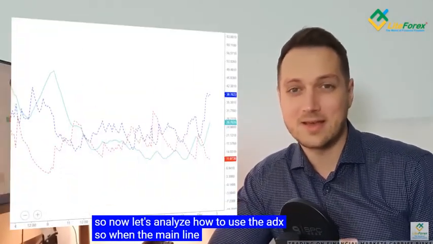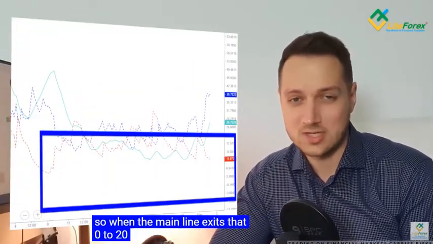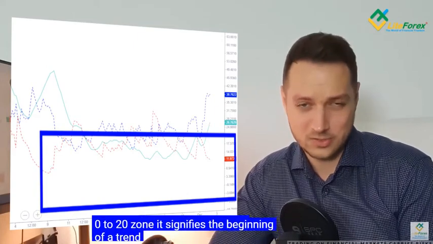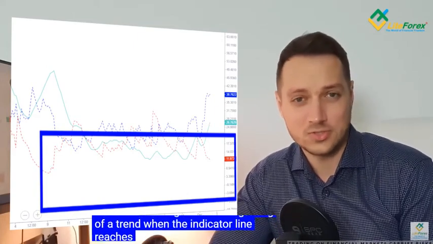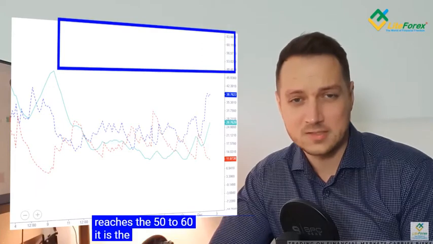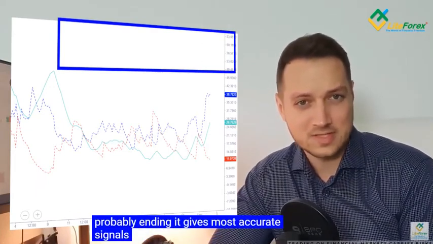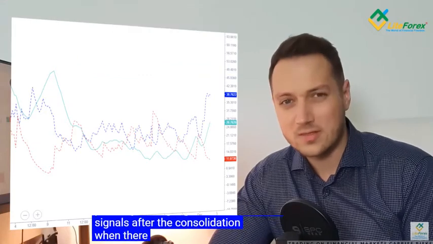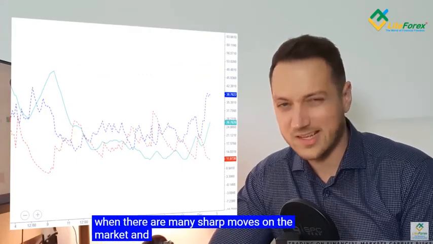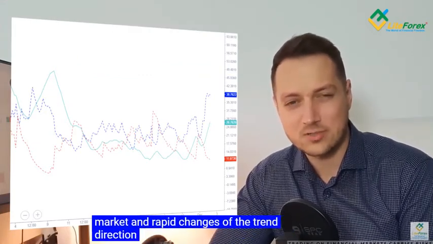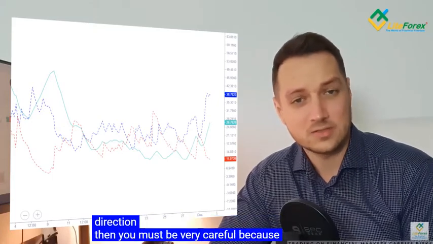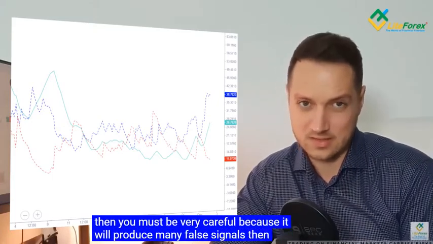So when the main line exits that 0 to 20 zone, it signifies the beginning of a trend. When the indicator line reaches 50 to 60, it is a signal that the trend is probably ending. It gives the most accurate signals after the consolidation. When there are many sharp moves on the market and rapid changes of the trend direction, then you must be very careful because it will produce many false signals.